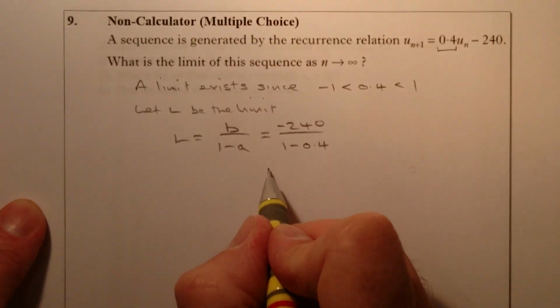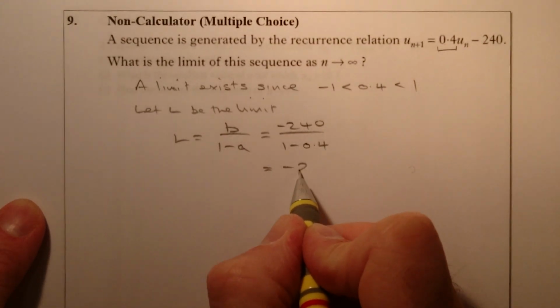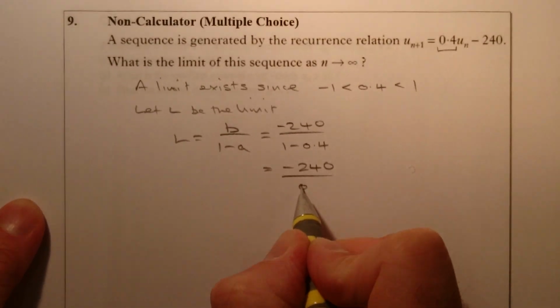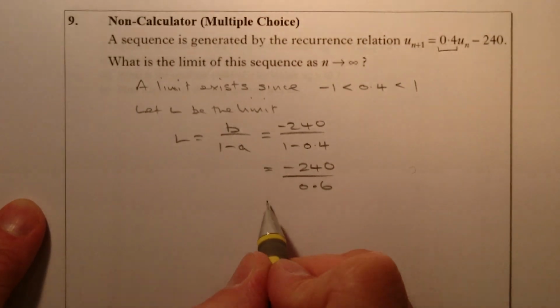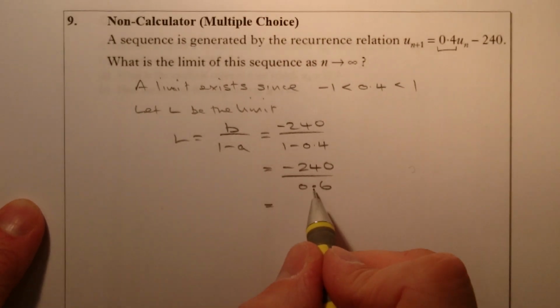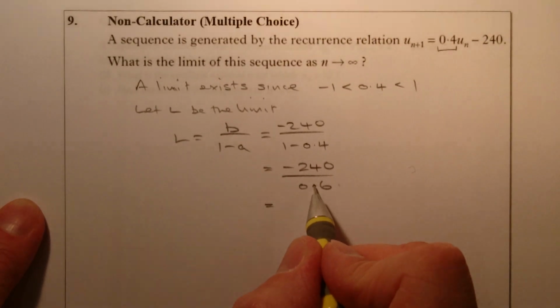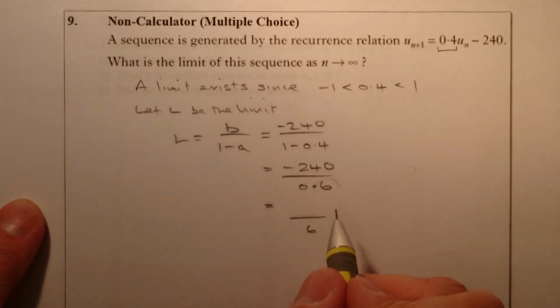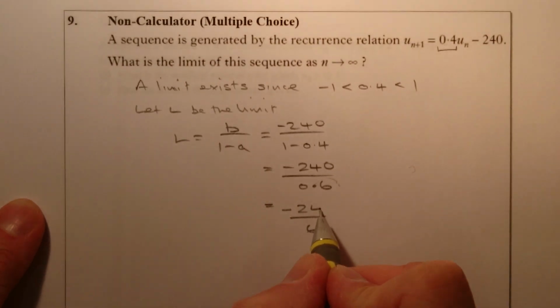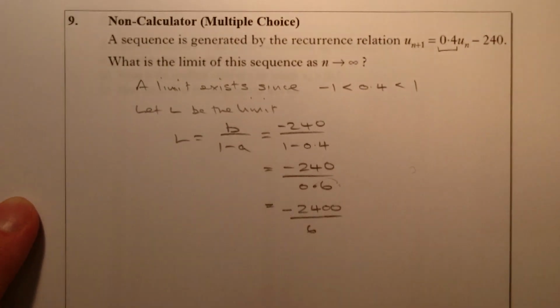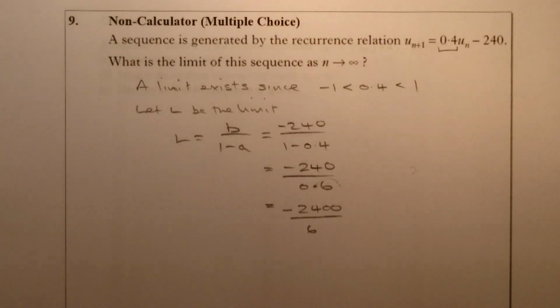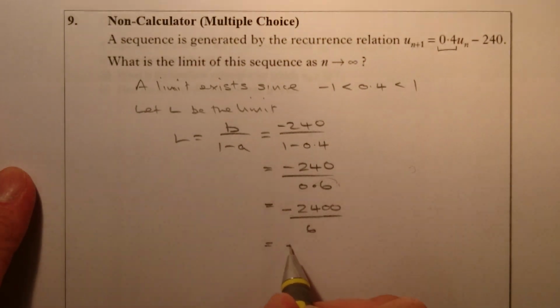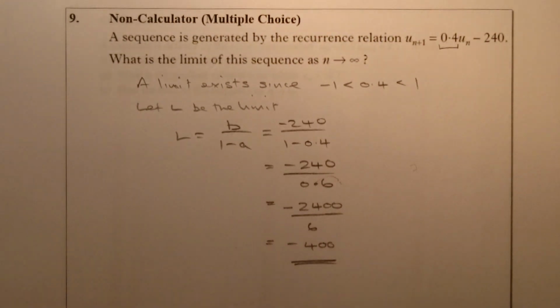From there I'll just work this one through. So I've got minus 240, all over 0.6. For that type of fraction, I'd like to multiply by 10 to get rid of the decimal. So I'll get a 6 on the bottom, and multiply by 10 on the top as well, on the numerator, and that should give me minus 2,400. From there, 6 into that will give me minus 400 as a final limit.